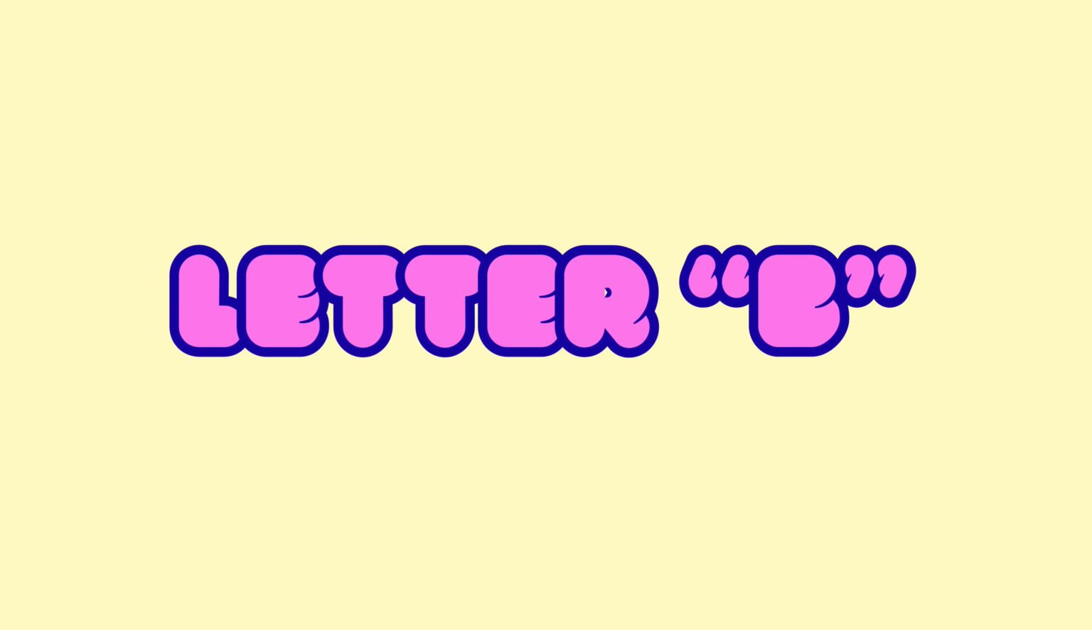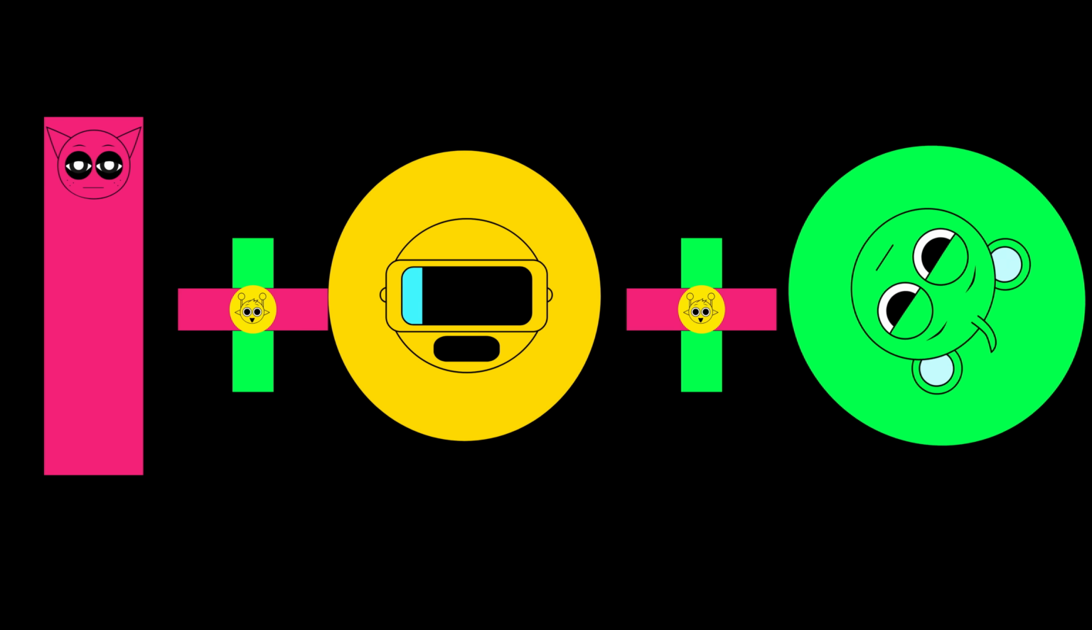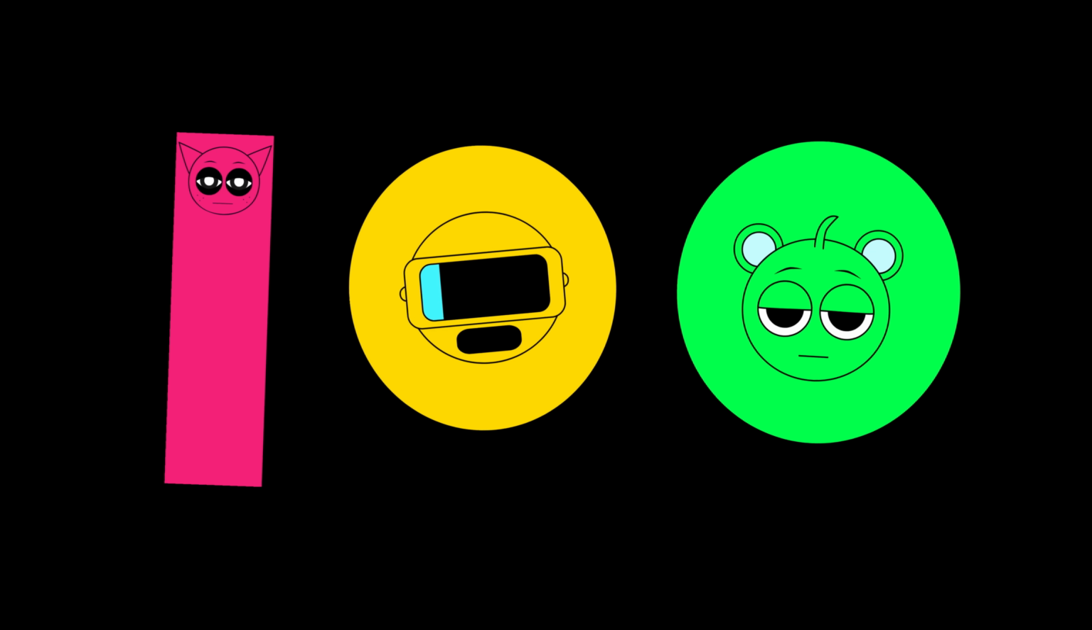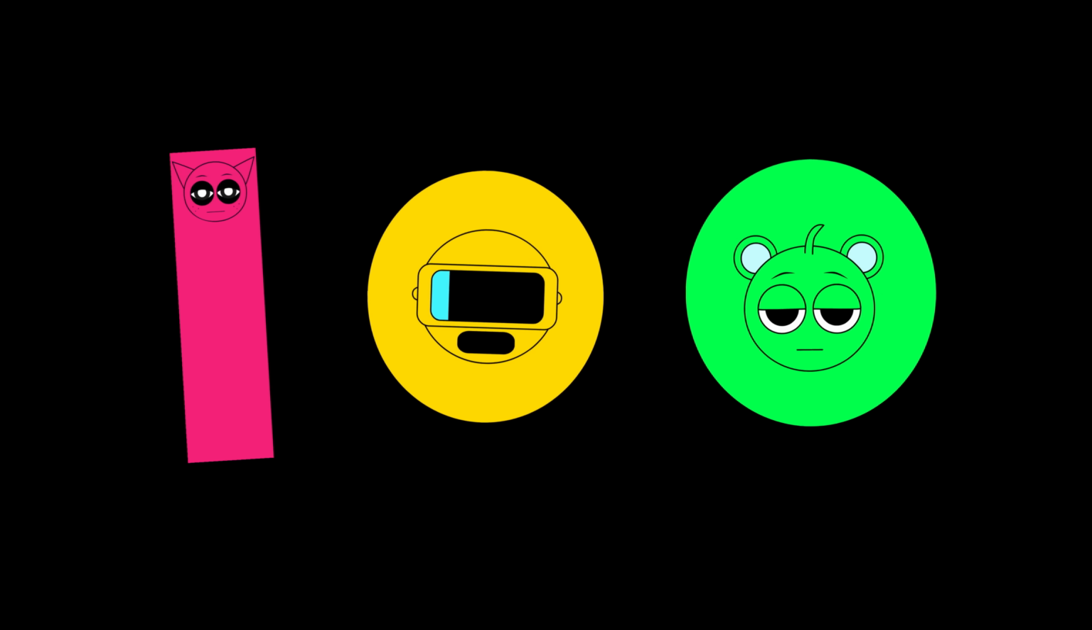Next, make the alphabet letter B. Rectangle. Plus. Circle. Plus. Circle. Look at the rectangle and the two circles. When we put them together, they make the letter B.